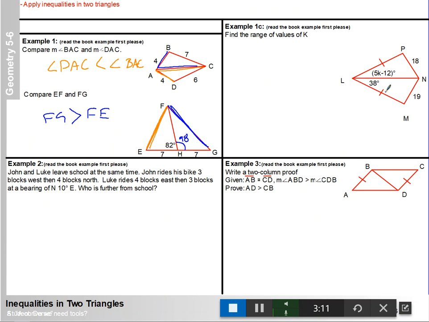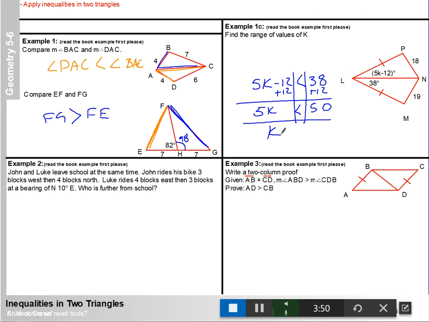All right, so we see that this side and this side are congruent. Side length LN is congruent to side length LN using the reflexive property. And we know that this is 38 degrees. We also know that 19 is larger than 18. So this angle cannot be greater than 38 degrees. So that means that 5k minus 12 has to be less than 38 degrees. Add 12, add 12. So we get 5k is less than 50. Therefore, k has to be less than 10.